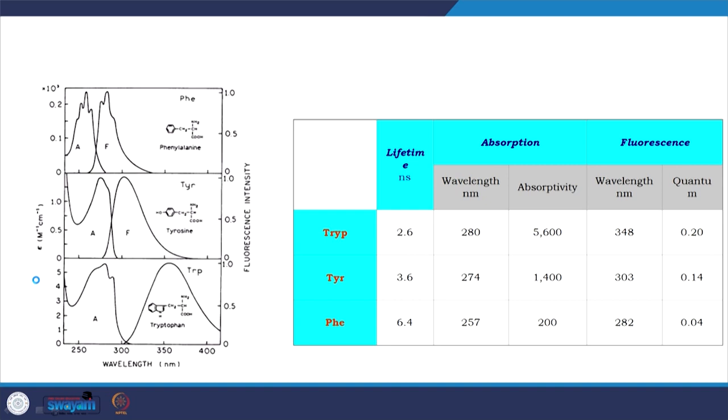Here is the data of tryptophan, this is tyrosine, this is phenylalanine. If you see, all of them have fair lifetimes: 2.6 nanoseconds, 3.6 and 6.4. Absorption wavelength 280, 274, 257, but absorptivity 5600 for tryptophan, 1400 for tyrosine and 200 for phenylalanine. Also, the quantum yield is 0.2 for tryptophan, 0.14 for tyrosine, and only 0.04 for phenylalanine.